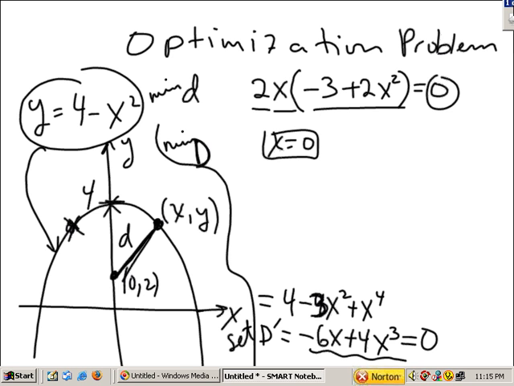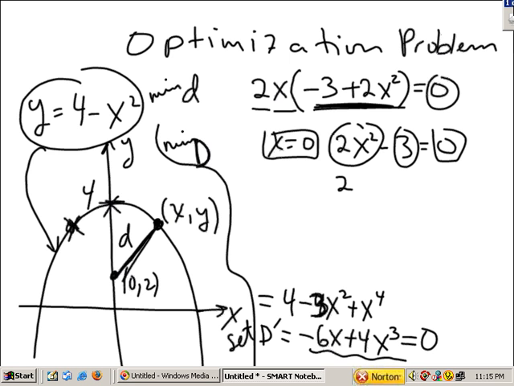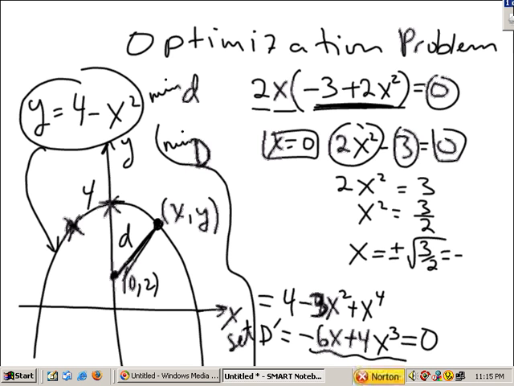Or, another way of writing this is 2x squared minus 3 equals 0. If this minus this is 0, then 2x squared and 3 must be equal. Divide by 2. x squared is 3 over 2. So then x is equal to plus or minus the square root of 3 over 2, which happens to be the square root of 6 over 2. I multiply top and bottom by the square root of 2.